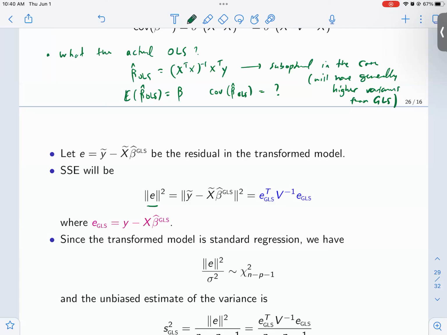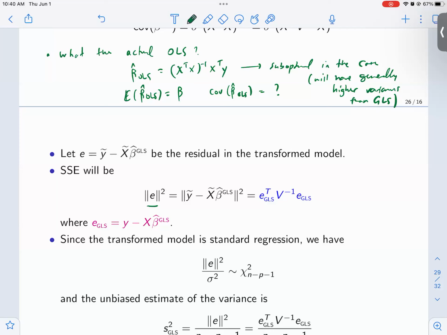So okay, if you call the residual e_GLS, y minus X beta hat GLS, this is the usual residual that you calculate. This kind of residual, and this norm e squared would be e_GLS transpose V inverse e_GLS. So this is the usual residual that you compute.